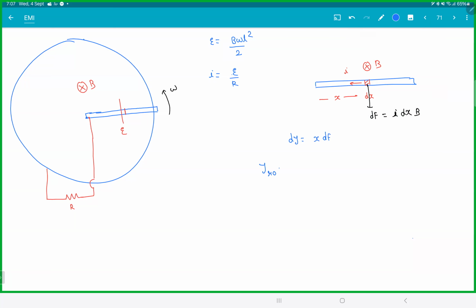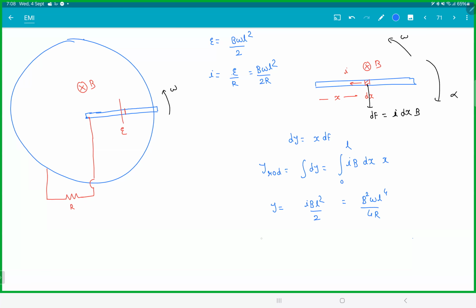So the total torque acting on the rod will be the integral of d tau, which is I into B into dx into x, going from 0 to L. So we get the torque on the rod as I B L square by 2. But I is nothing but EMF by R, which is B omega L square by 2R. So this would be B square omega L power 4 by 4R. This is the torque as a function of omega. So the faster the rod rotates, the more torque you will have. The torque is this way, so it creates an angular acceleration alpha this way while omega is this way. So this torque is actually slowing down the rod.